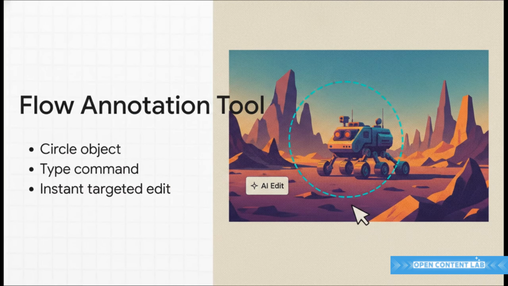Now, what's really interesting about this tool is the sheer precision of Flow's annotation feature. Let's say you get an image that is 95% perfect, but there's something weird right in the background, like, I don't know, a rover you definitely didn't ask for. In standard tools, you'd probably have to start the prompt all over again. In Flow, you just circle the unwanted object with your mouse, type a quick instruction like "get rid of the rover," and it makes an instant, targeted edit without messing up the rest of your perfectly crafted image. It gives you true, precise control.